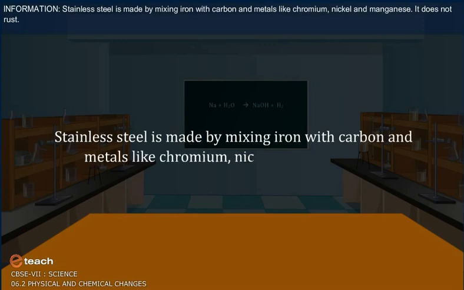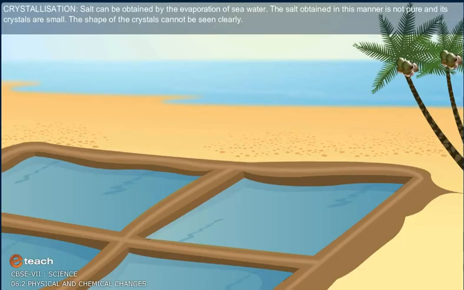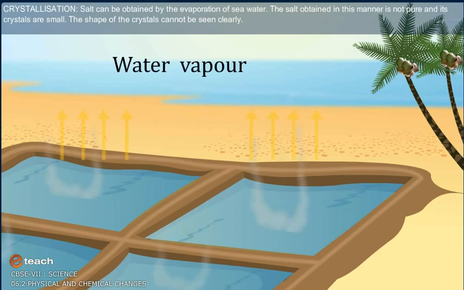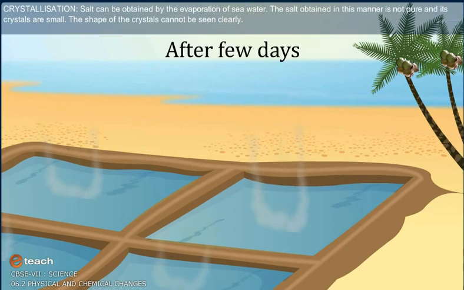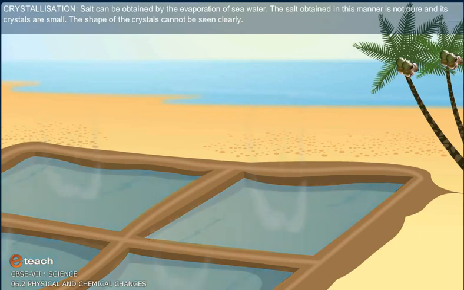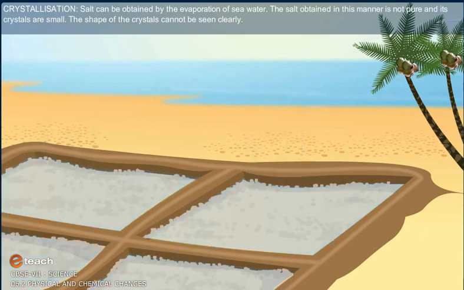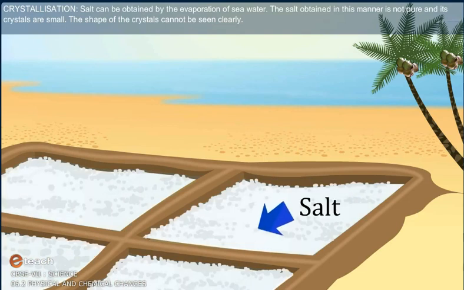Information. Stainless steel is made by mixing iron with carbon and metals like chromium, nickel, and manganese. It does not rust. Crystallization. Salt can be obtained by the evaporation of seawater. The salt obtained in this manner is not pure and its crystals are small. The shape of the crystals cannot be seen clearly.